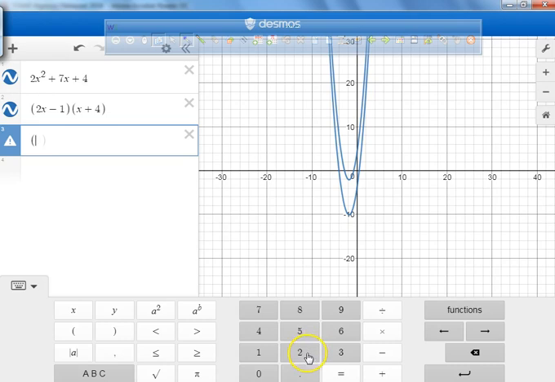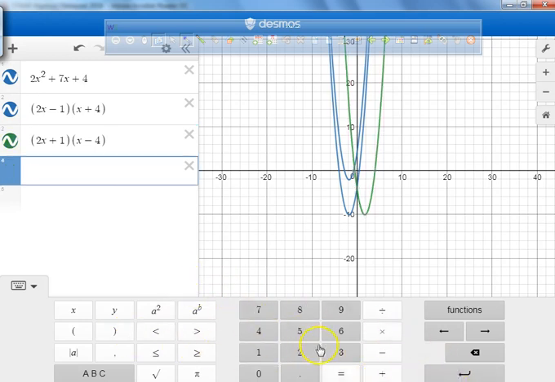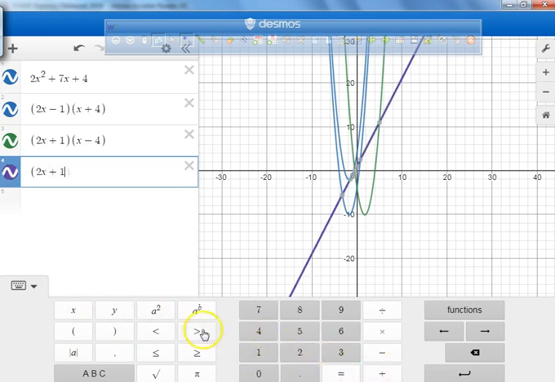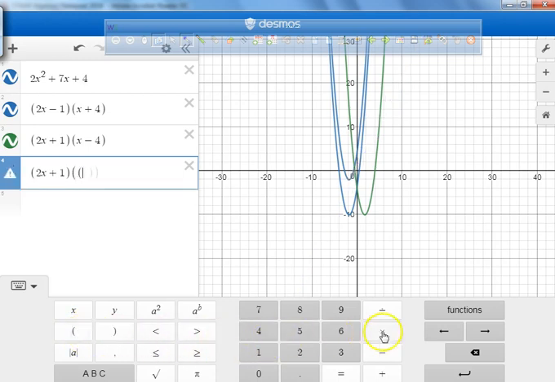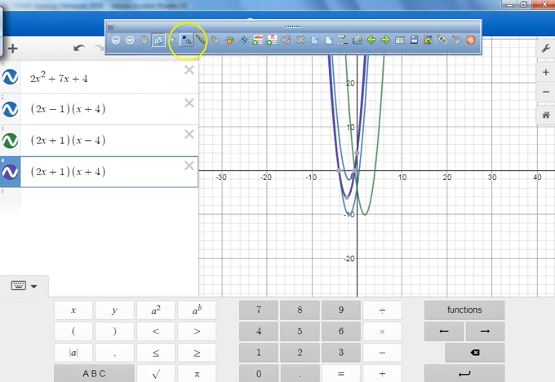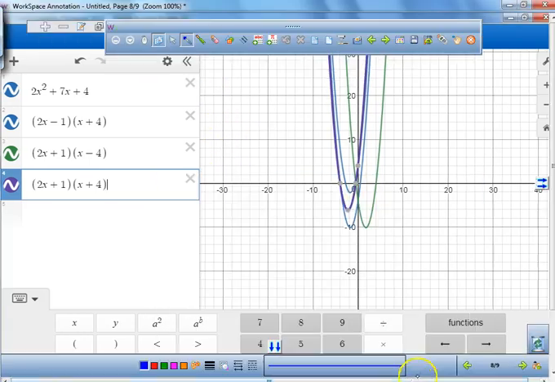What is it? 2x plus 1? X minus 4. That's not it. 2x plus 1. Ooh, 2x plus 1. X plus 4. The other one was x plus 4? Oh, I messed up. See, you can mess up and you can still correct yourself. Do any of those match it? No. None of them match it. That's why the answer is D. That's right. None of those.